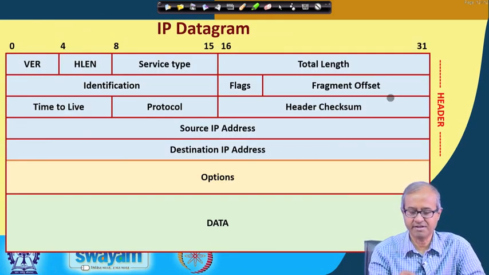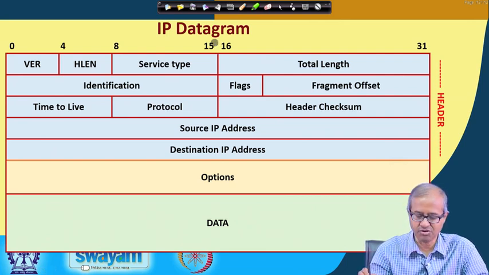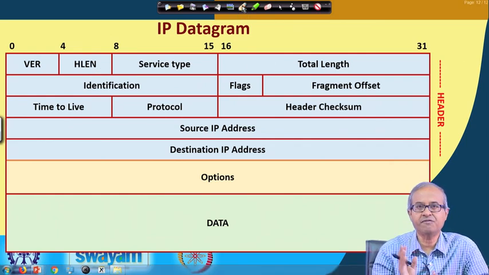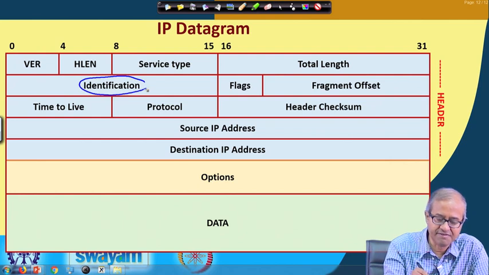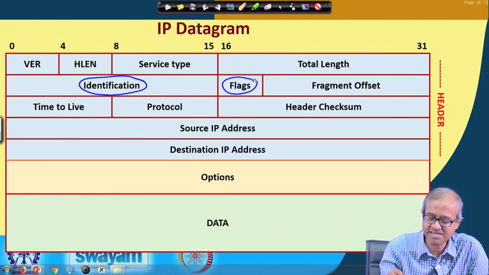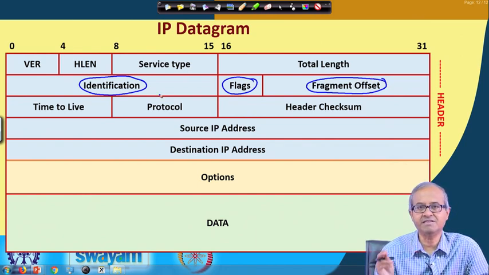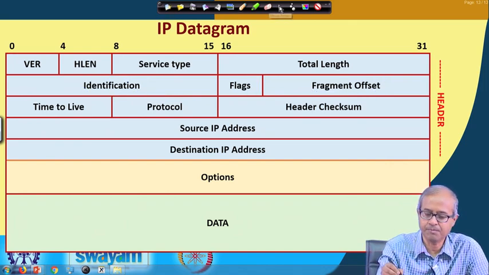Now, let us look at the header structure of an IP packet. This already we have seen earlier, these are the different fields. Now, with respect to fragmentation and reassembly, I did not discuss 3 of the fields earlier. They are this identification, some flags, and this fragment offset. These 3 fields in particular are used for handling this fragmentation and reassembly. Let us see how.